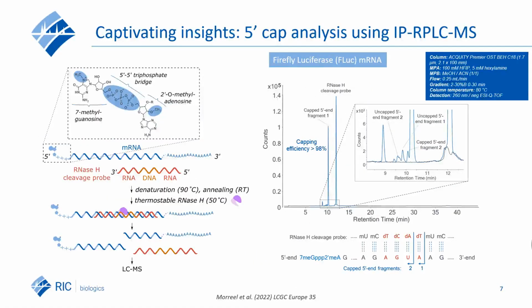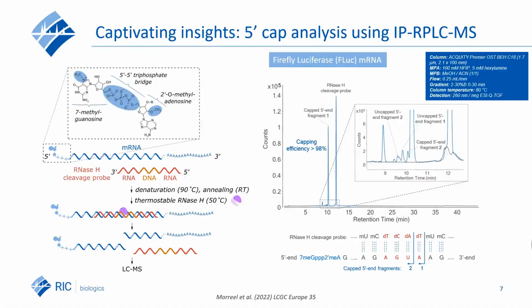Then, at the 5' end, we find the cap structure, which is made up of a methylated guanosine coupled via a triphosphate bridge to the first nucleotide of the mRNA. To isolate the cap structure, we made use of a hybridization probe, also called the cleavage probe, because it will target the cleavage. The probe is made up of RNA with some DNA in the middle.